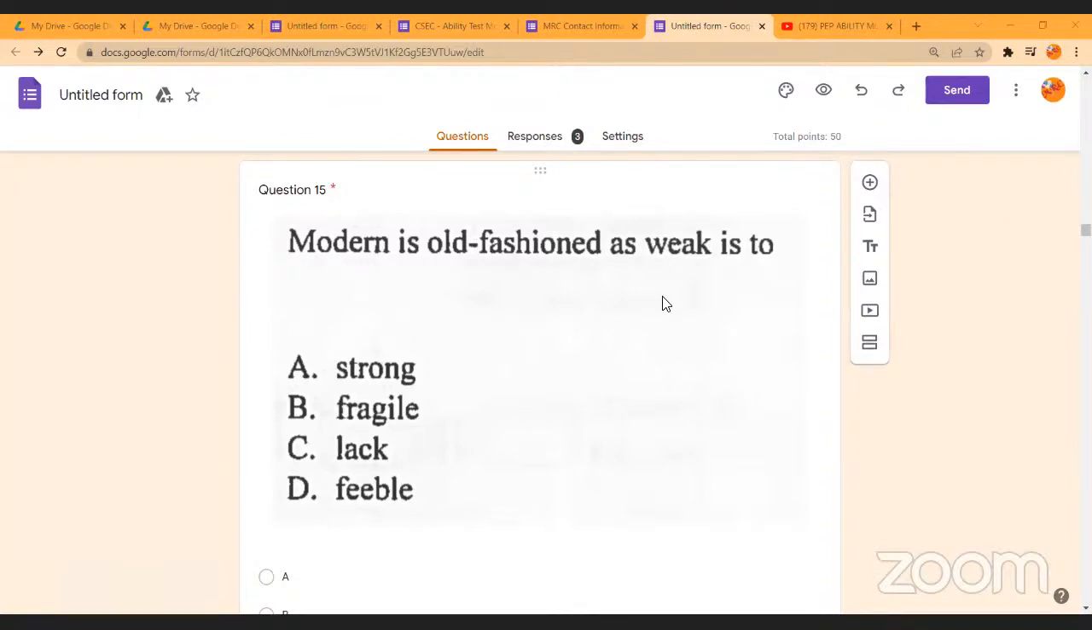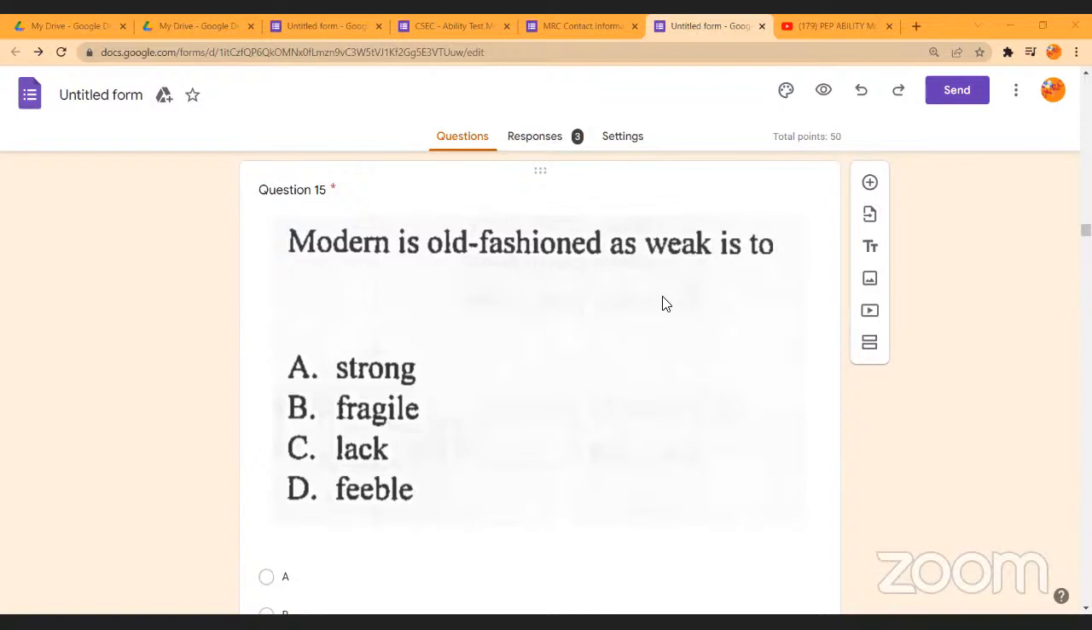So think about the relationship between modern and old-fashioned. Are they opposites or are they synonyms? That's what I was trying to figure out. Can I check Google? Yes, you can, but can anyone tell me the relationship between modern and old-fashioned? Anyone can unmute and tell me?